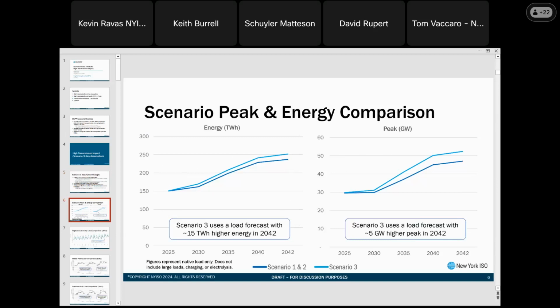So just making an effort here to quantify these assumption changes. When we look at how the load changed from an energy perspective, so energy being the total amount of energy demanded in a year, and then peak being the highest hour of demand within a year, we can see that in scenario 3, we have a 15 terawatt hour higher energy when comparing 2042 here. And on the peak side, we have a 5 gigawatt higher peak.